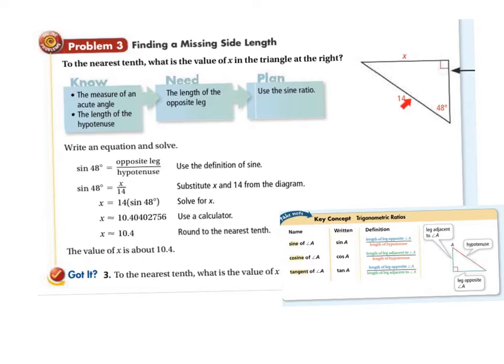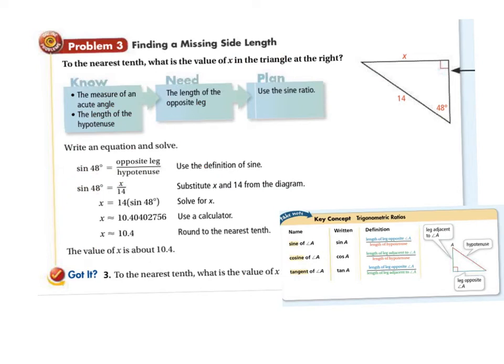Sine, opposite over hypotenuse. So, I know this is a 48-degree angle, sine of 48. Again, I know it's opposite over hypotenuse. I do know the hypotenuse is 14, so I'm really just solving for this x here. The great thing is I can use my calculator, like we talked about in the last slide, to find the sine of a 48-degree angle.